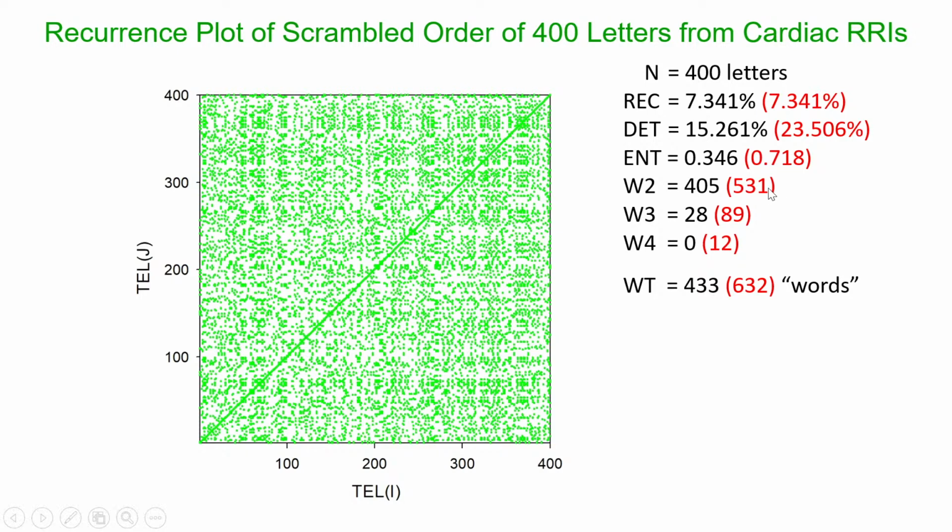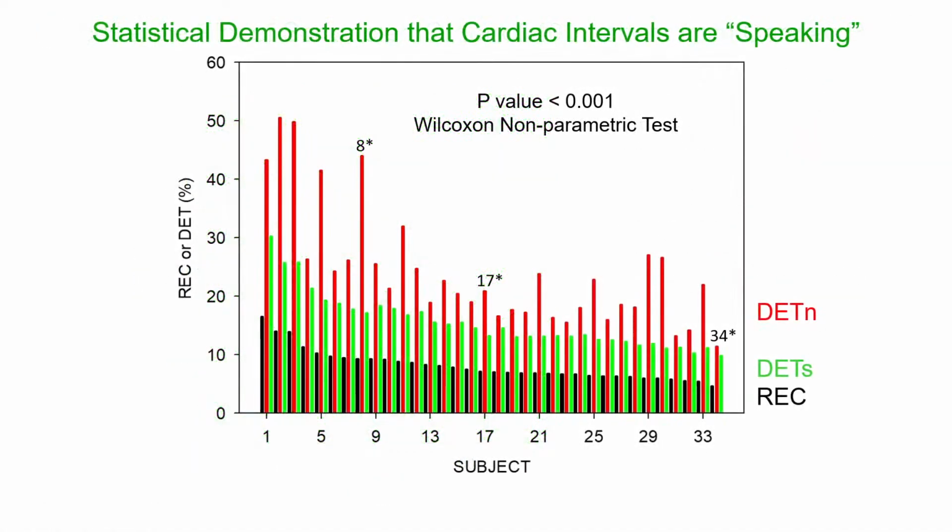Words, there were 531 words that were 2 units long, and it dropped to 405. There were 3-letter words that dropped from 89 words to 28, and that's it. 4-letter words, there were none. There were no more, the more you embedded, and we only have 433 words. So in other words, what we're saying is that they're different.